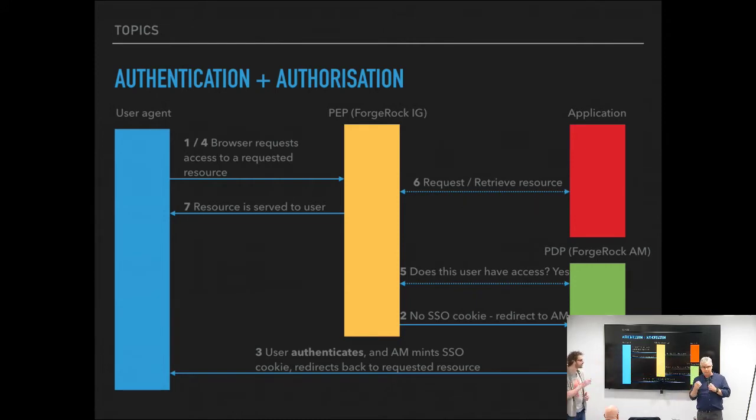Amazon uses a really soft authentication mechanism. When I go to Amazon, it doesn't ask me to log in straight away. It says, welcome back, Andy. And I think, I haven't logged in, how does it know? And of course, it's just using a cookie to remember who I am.